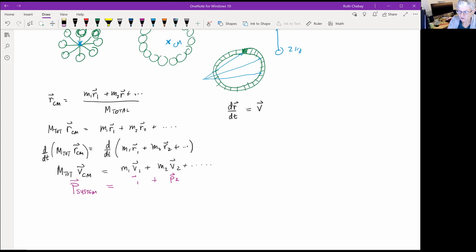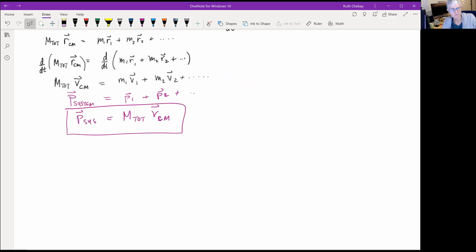is going to be equal to P1 plus P2 plus. So the total momentum of a system is equal to the total mass of the object times the velocity of its center of mass. Okay.